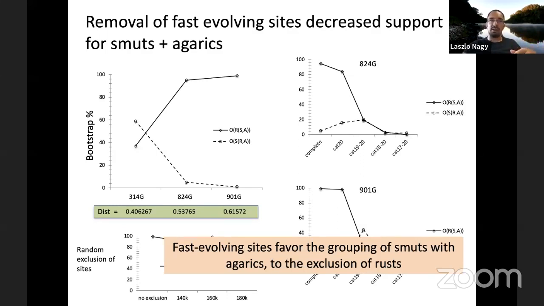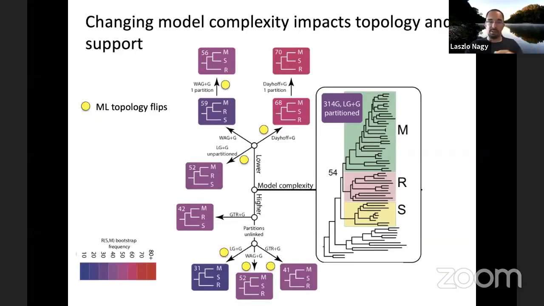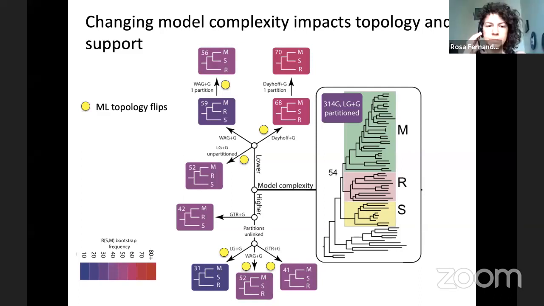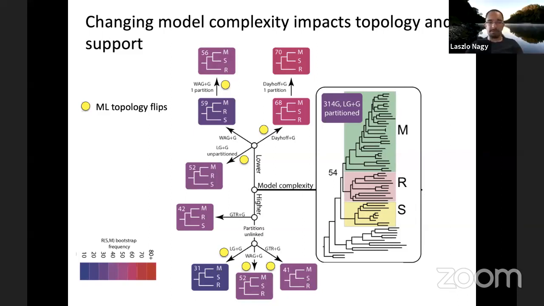And then we were thinking, if fast evolving sites are potentially causing a problem, then we could also examine this phenomenon from a different angle, from the model's angle. Because fast evolving sites are usually hard to model, we started looking at models of different complexity levels. By changing the complexity level of the model, we can emulate increasing or decreasing bias in the data sets. So on this figure, we show how the topology and the support values change by changing the complexity of the model.